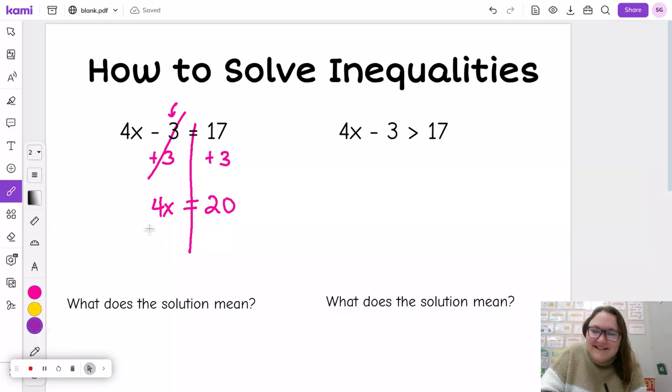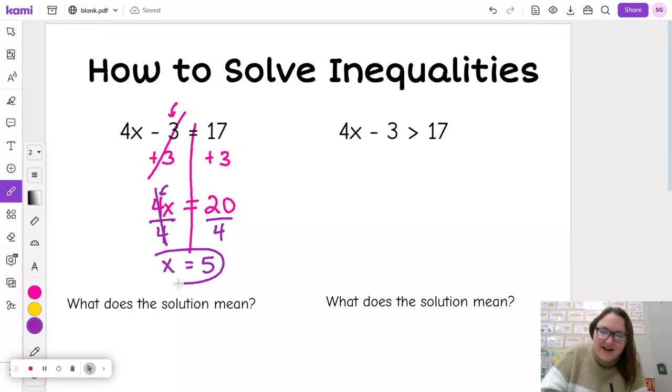After that, my second step is to get rid of my coefficient, that number in front of x. We know 4x means 4 multiplied by x, so I do the opposite. I divide, and I divide both sides by that coefficient, by 4. If I do that, 4 divided by 4 gives me 1x, which is the same thing as x, and 20 divided by 4 gives me 5. And so we have our answer, x equals 5.